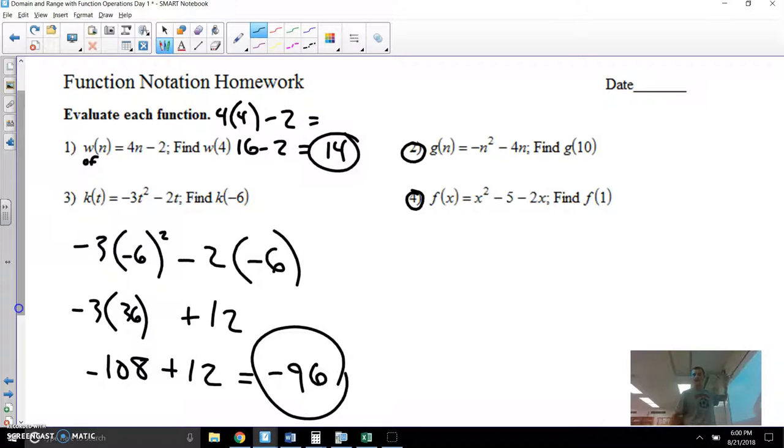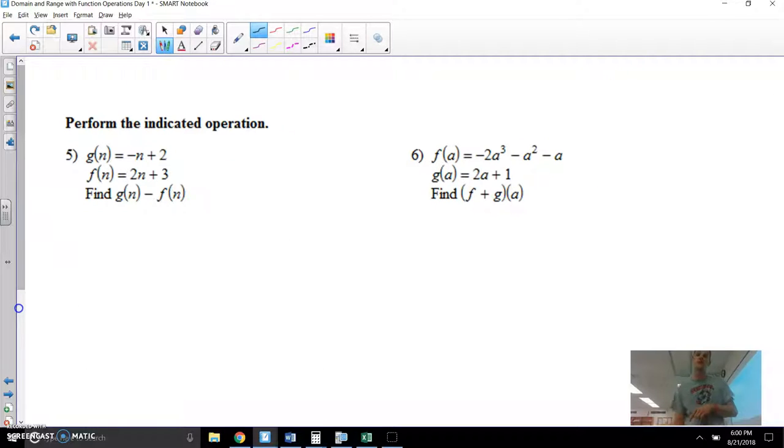So you try 2 and 4, just plug those values in, and this one should still be negative, like -1 multiplied by whatever 10 squared is, minus 4 times 10. We talked about function notation combined with function operations, and this one is a minus.